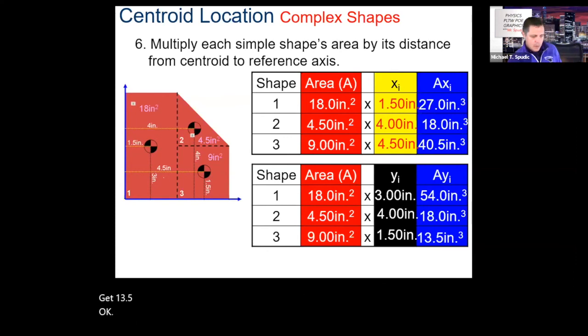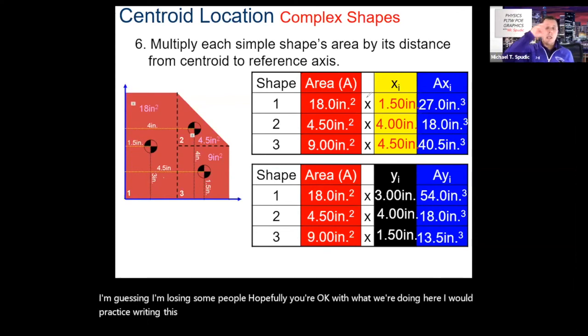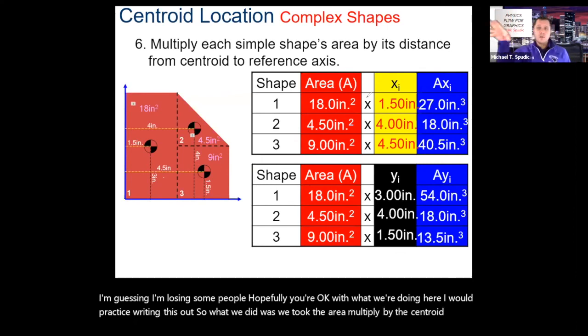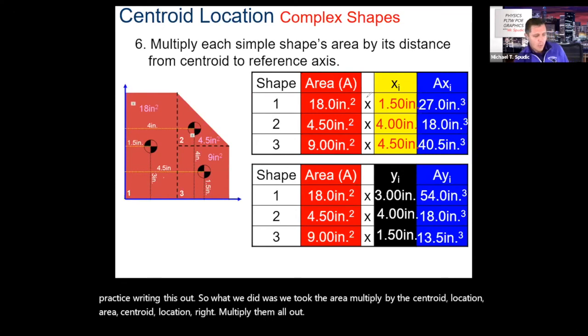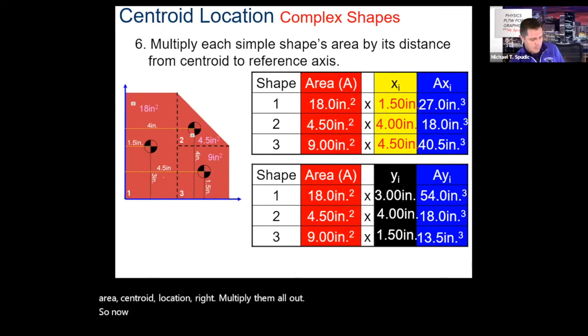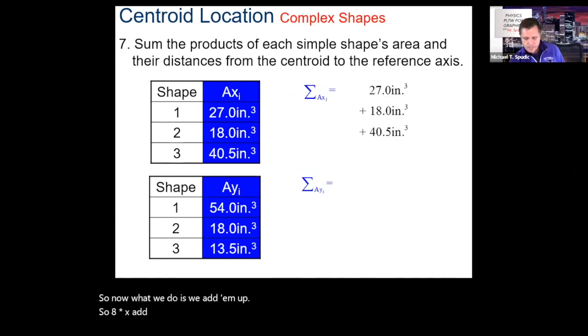I'm guessing I'm losing some people. Hopefully you're okay with what we're doing here. I would practice writing this out. So what we did was we took the area multiplied by the centroid location. Area, centroid location, right? Multiplied them all out. So now what we do is we add them up. So A times X, add those numbers up. A times Y, add those numbers up.